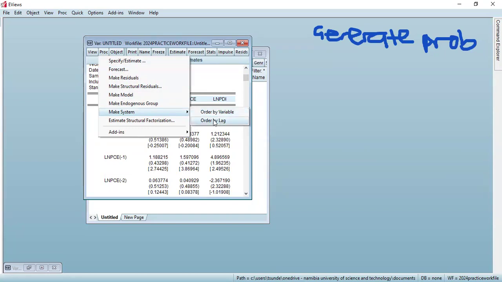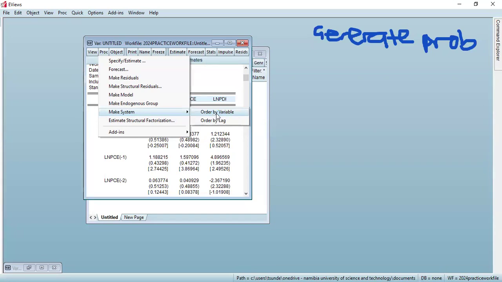If you choose order by lag, it means you will have, in your equation, the first lag of GDP being followed by the first lag of PCE, being followed by the first lag of PDI, which may be difficult to read. But if you choose order by variable, the first lag of GDP is followed by the second lag of GDP. The first lag of PCE is followed by the second lag of PCE, and so on. So it's usually advisable to choose order by variable so that the lags of the same variable follow each other.